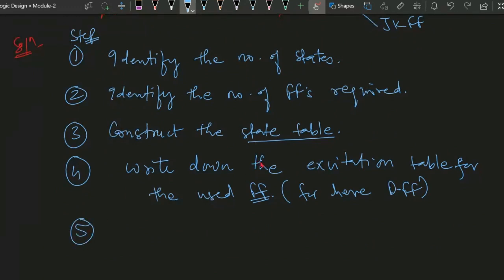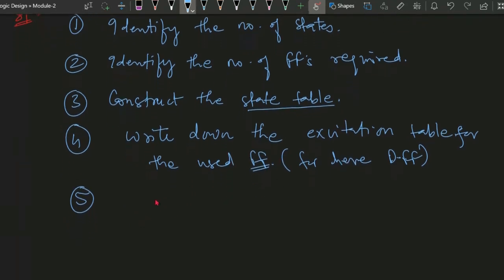Once we have written down the excitation table, next, based on the excitation table, we need to find out the inputs of the flip-flop. By using the same state table and excitation table, we will be able to find out what the inputs to the flip-flop will be.